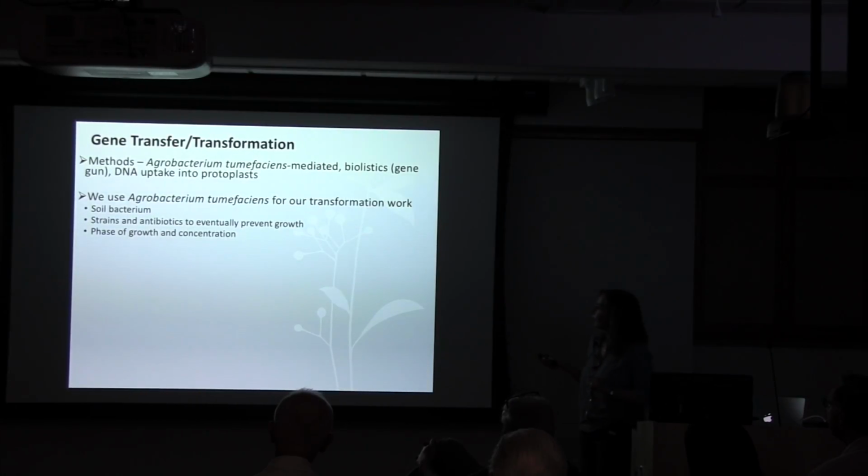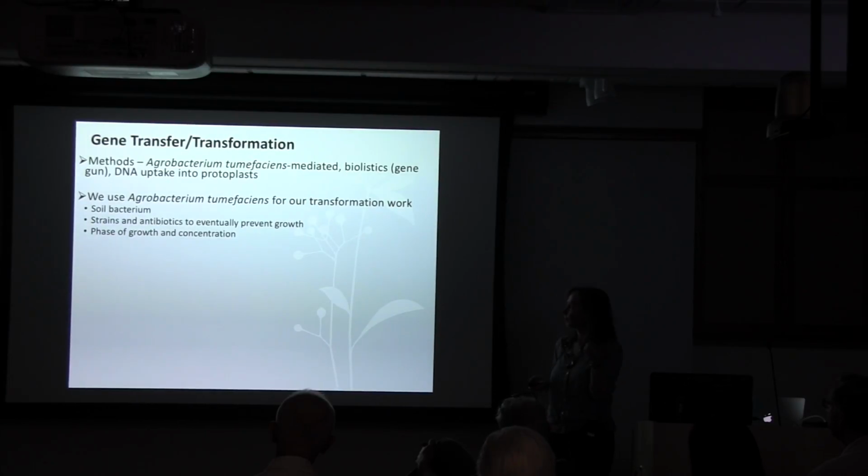There are 3 different methods that you can use for transformation: agrobacterium, biolistics, which is the gene gun, and as Klaus mentioned, the gene gun was invented here at Cornell. Basically, micron-sized particles, gold or tungsten, are coated with DNA and blasted into the plant cells. There's also DNA uptake into protoplasts. If you have a leaf, you treat it with enzymes that take away the cell wall. You're left with the protoplast, and then there are methods to increase that DNA uptake into the protoplast.